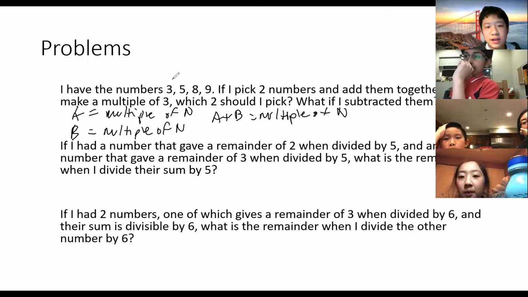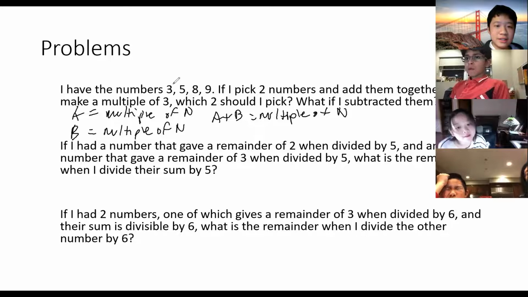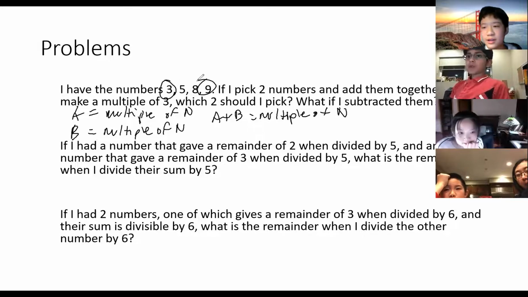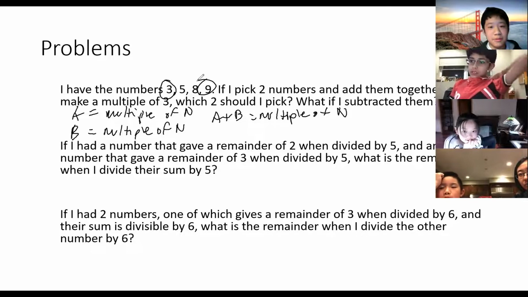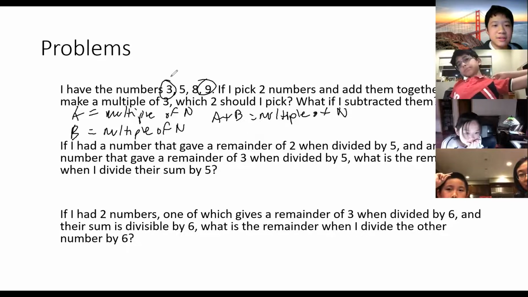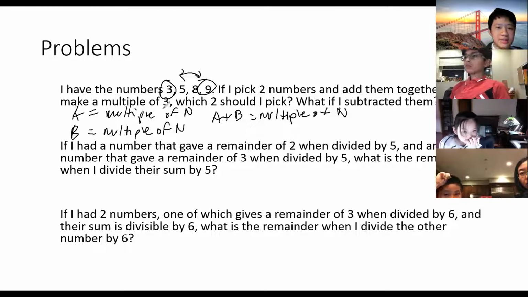One thing I could do is try out all the possible pairs, but that would take a lot of time, right? So we gotta think kind of smart here. We can see how both of these numbers, 3 and 9, are multiples of 3. So if we add them together, they have to be a multiple of 3. So these two numbers are the ones we're gonna pick. And what if I subtracted them? Well, the logic is the same. It doesn't matter if I'm adding or subtracting, both of these will make a multiple of 3. So the answer is 3 and 9.